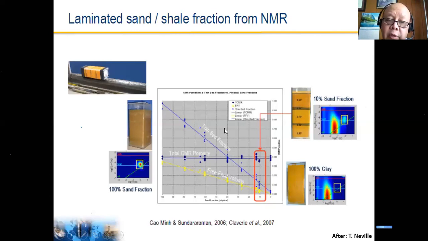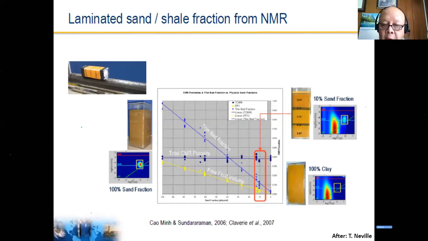So what they did was they varied the amount of sand fraction and the clay fraction, and they came up with this plot. And by using this T2 and diffusion plot, they can back calculate what is the sand fraction and what is the shale fraction. So this is probably the way that Schlumberger has done it. I'm sure the other service providers will also be able to do some similar method. Of course, this needs processing to be done by the service provider.